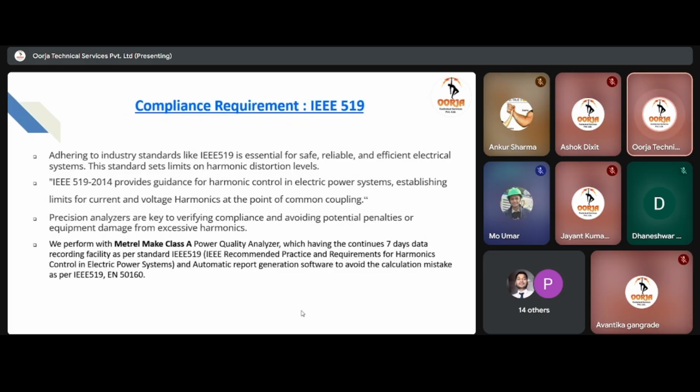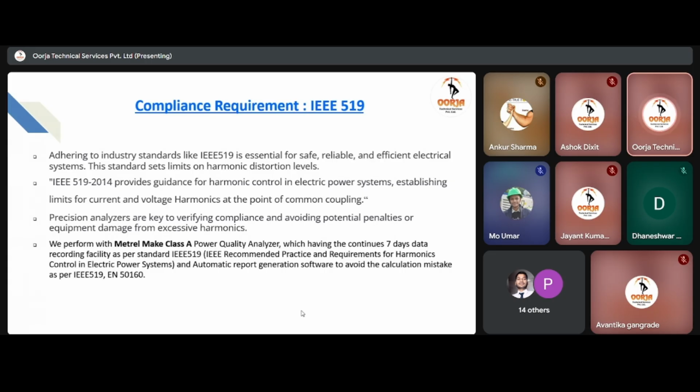Compliance requirement: IEEE 519. Adhering to industry standards like IEEE 519 is essential for a safe, reliable, and efficient electrical system. This standard sets the limits on harmonic distortion levels. IEEE 519-2014 provides guidance for harmonic control in electrical power systems, establishing limits for current and voltage harmonics at the point of common coupling.